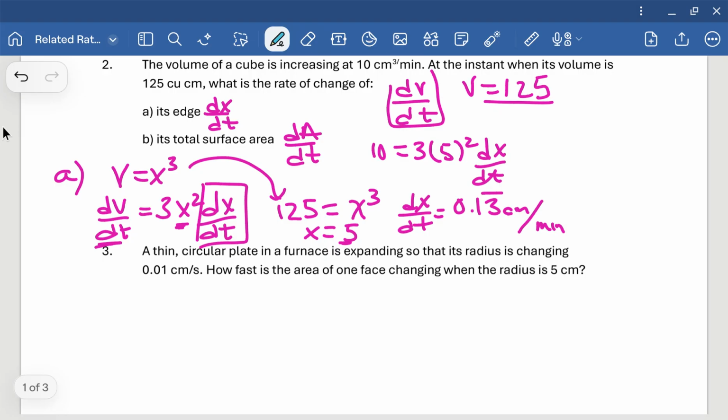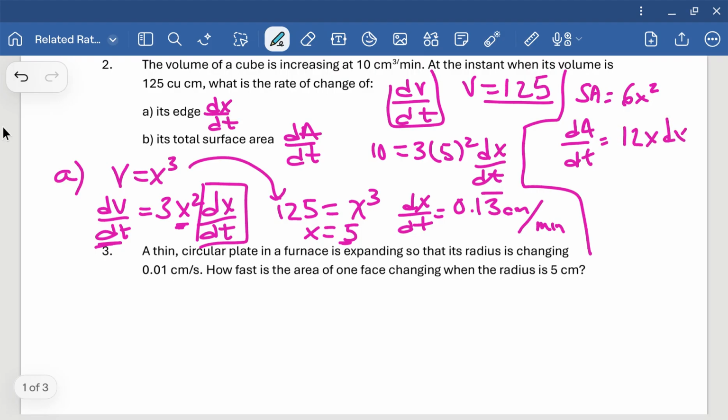and then because it's edge length, it would just be centimeters per minute in this case. If I'm looking at B, total surface area, using that same formula that your surface area is 6x squared, and then taking that first derivative, we'll have dA over dt equals 12x times dx over dt. And we're looking for the same dx over dt. So plugging, oh wait, no, we're not. We're looking for the dA over dt, the rate of the surface area. So we're finding dA over dt.